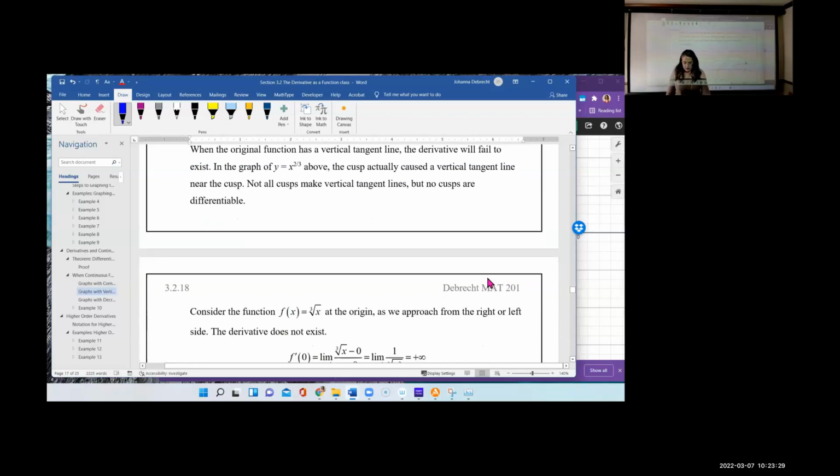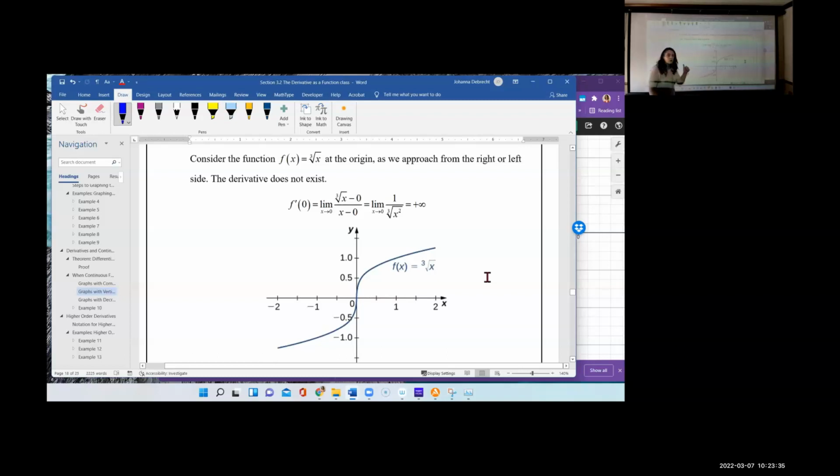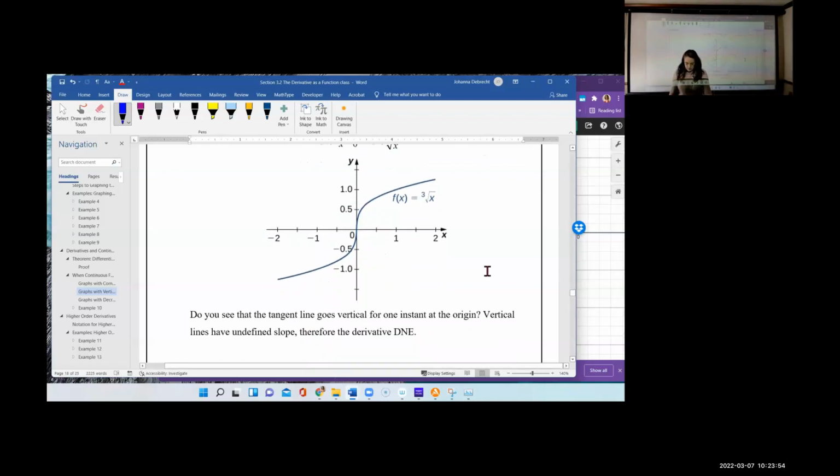All right. Vertical tangent lines are the other place where we do not have a derivative existing. So corners, cusps, and vertical tangent lines. So on the graph of x cubed, we have one point at the origin where the graph goes vertical, right there. And where the graph goes vertical, then we do not have a tangent line. Okay.